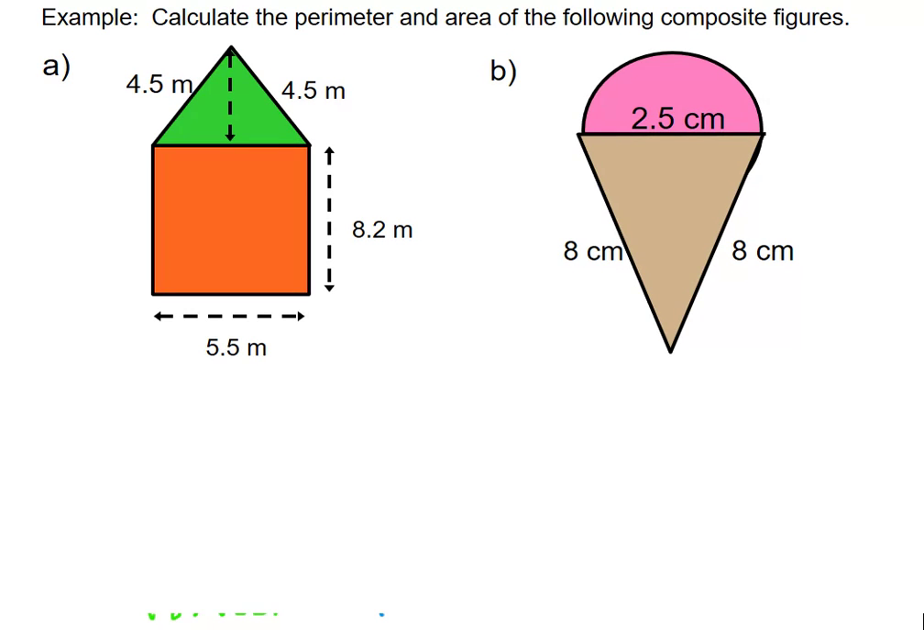Okay, so now we're going to do B. Calculate the perimeter and area of the following composite figures. And from the last screen, I changed this to 8. There was a little typo. So let's do the perimeter first.